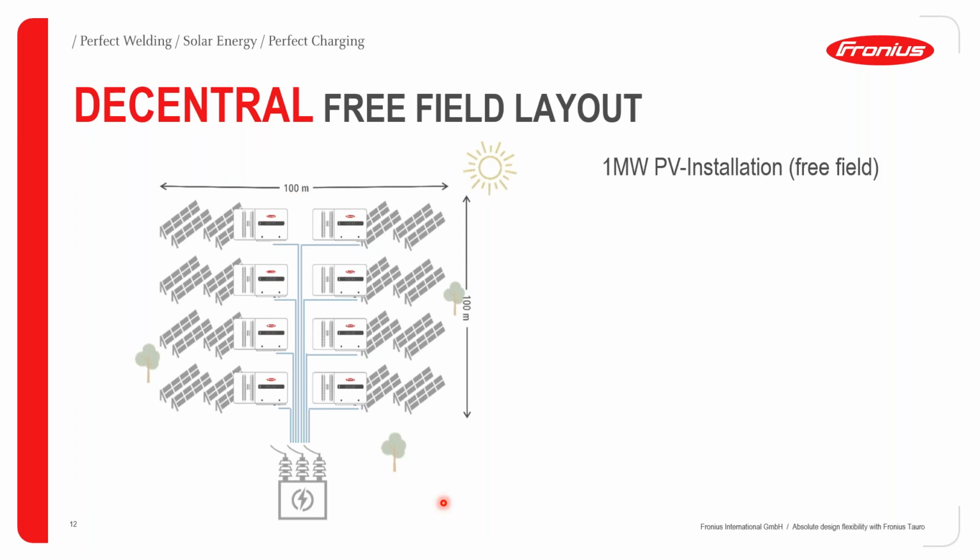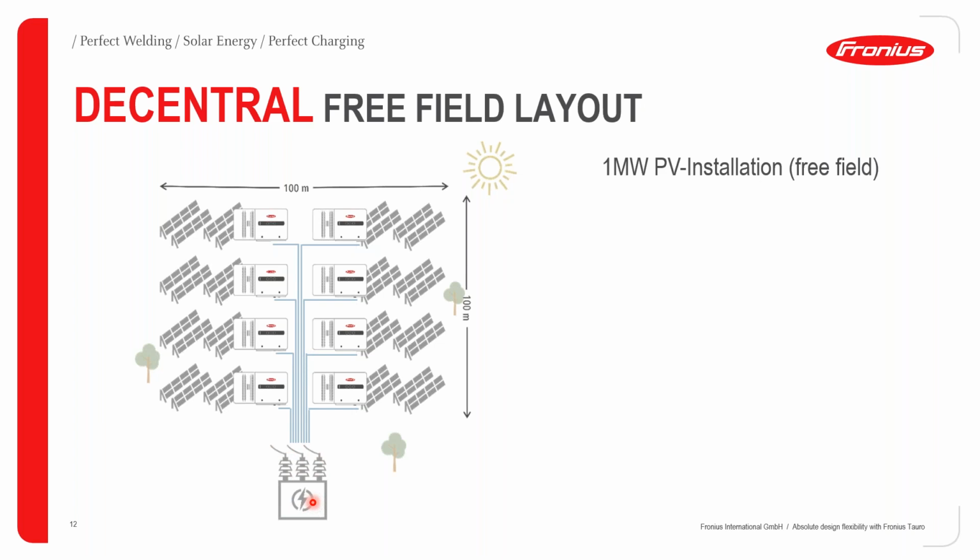So the first decentral layout here is on a free field. We would be able to see here a 1 megawatt peak installation with 8 Tauro devices, so 800 kVA are connected here to the main distribution, and this would be a possible way to connect them. Every product for each own is connected to the main distribution frame.